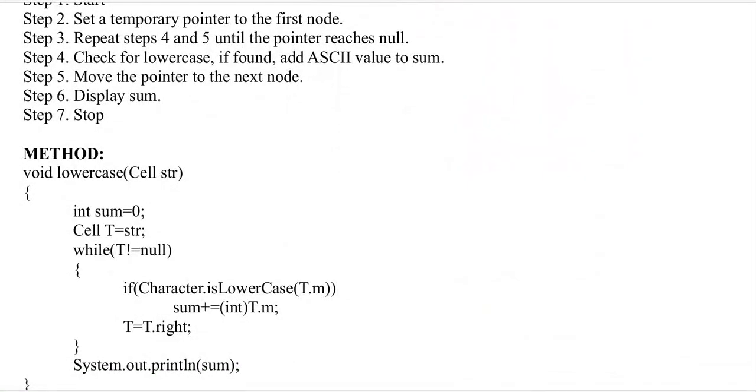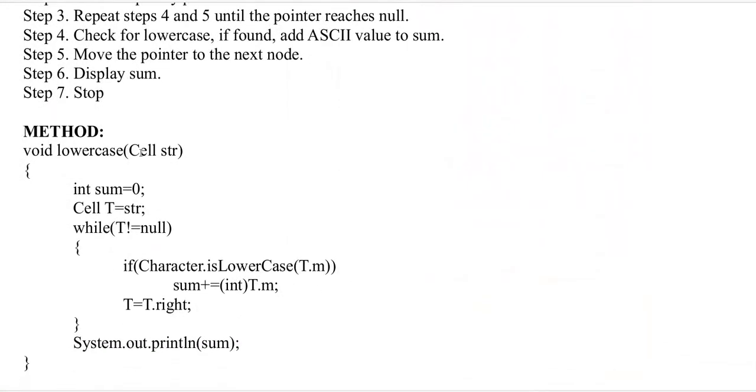Let us move to the code. Taking the cell pointer str, sum is 0. I'm taking a temporary object of cell t. While t not equals to null, I'm extracting each letter, checking for lowercase, if it is matched, adding it, moving to the next cell, t equal to t dot right, and printing this.